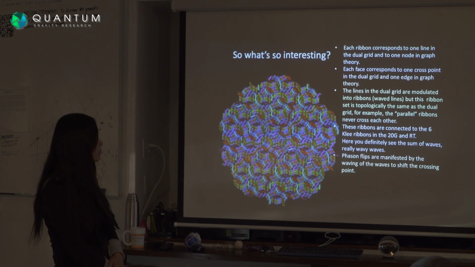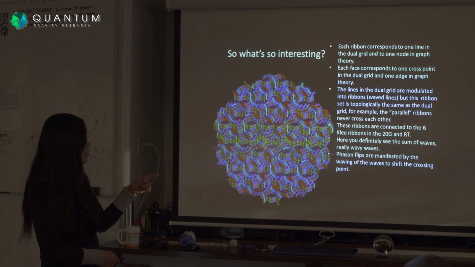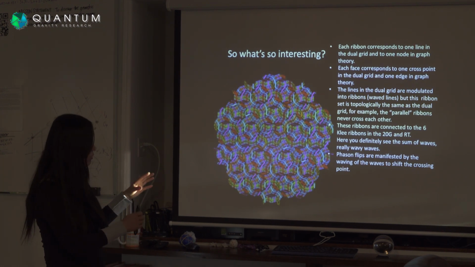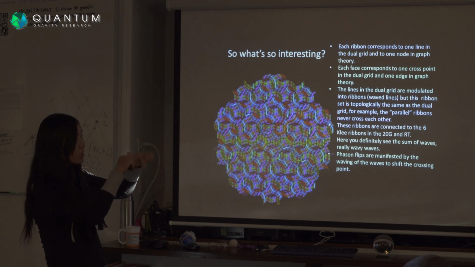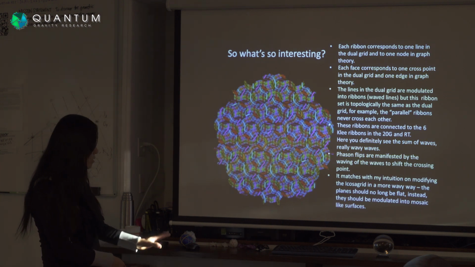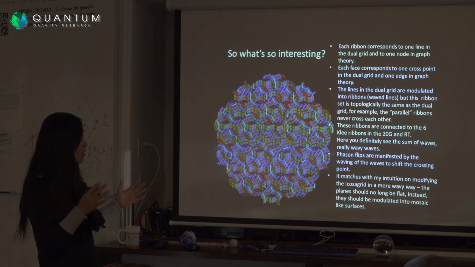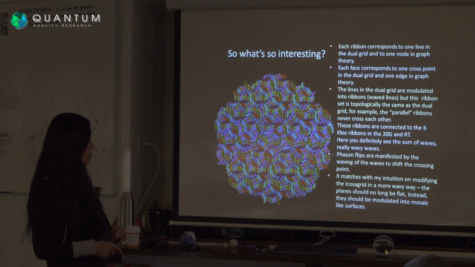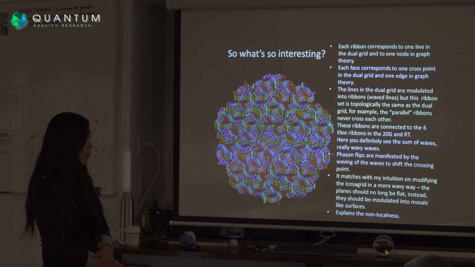Okay, so the phason flips are manifested by the waving of the waves to shift the crossing point, like I showed before. If you wave the wave a certain way, the crossing point is shifted, and then there's a phason flip there. So it matches with my intuition on modifying the Ammann grid. Okay, so this is another thing. I was wanting to modify this 3-dimensional grid, which is the Ammann grid, in a wavy pattern. So okay, Fang, that's the corrugated path on the... No, it's different.